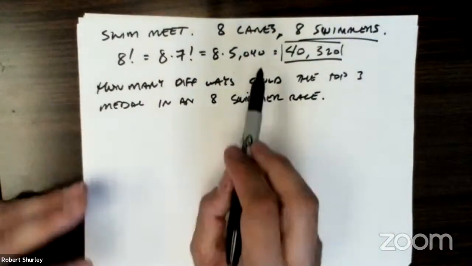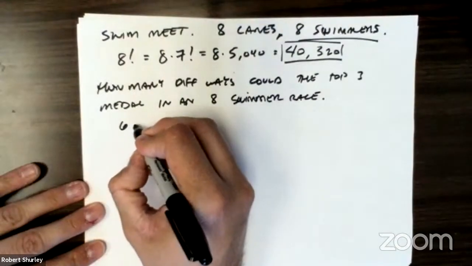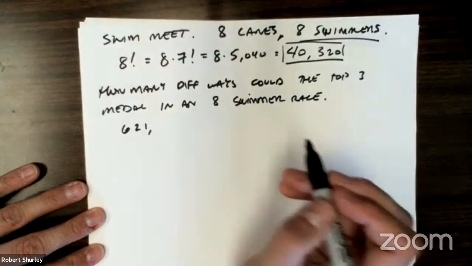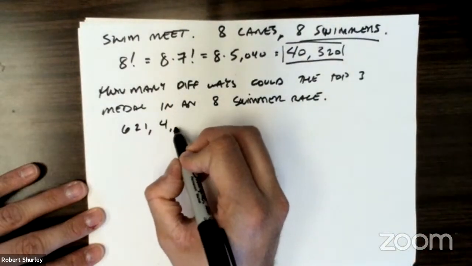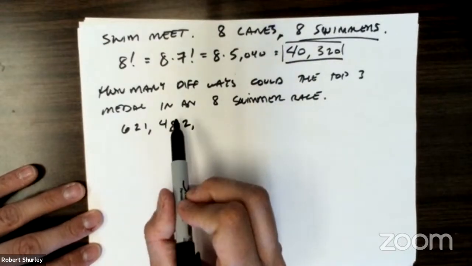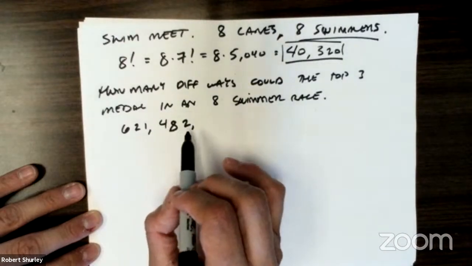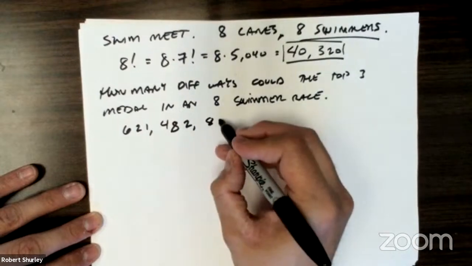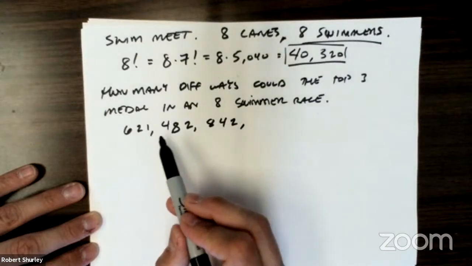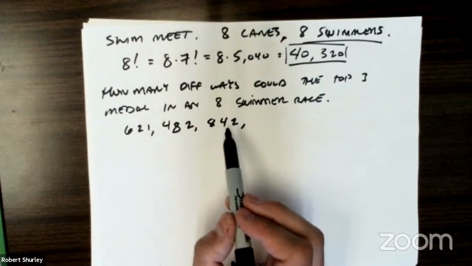So again, think about this. If we've got 8 swimmers, labeled by lanes 1 through 8, we could have 6, 2, 1, where 6 came in first, 2 came in second, and 1 came in third. We could have 4, 8, 2. Now, we could have the same group but move them around, and that's a totally different permutation. Even though the same 3 swimmers medaled, it's a totally different permutation.